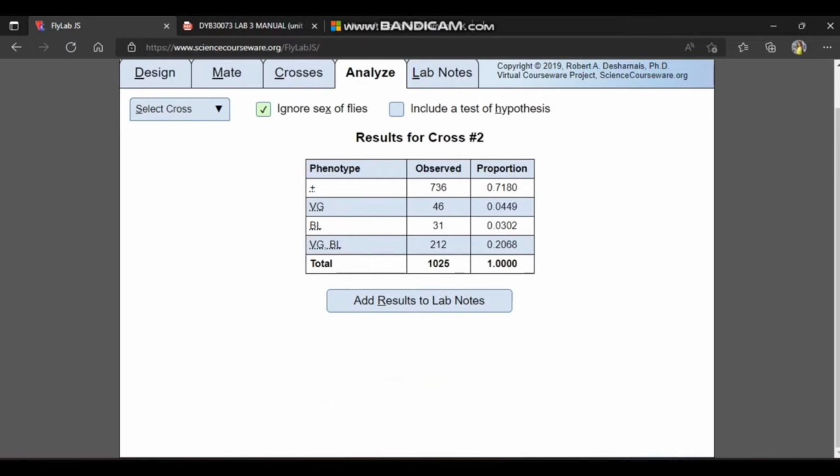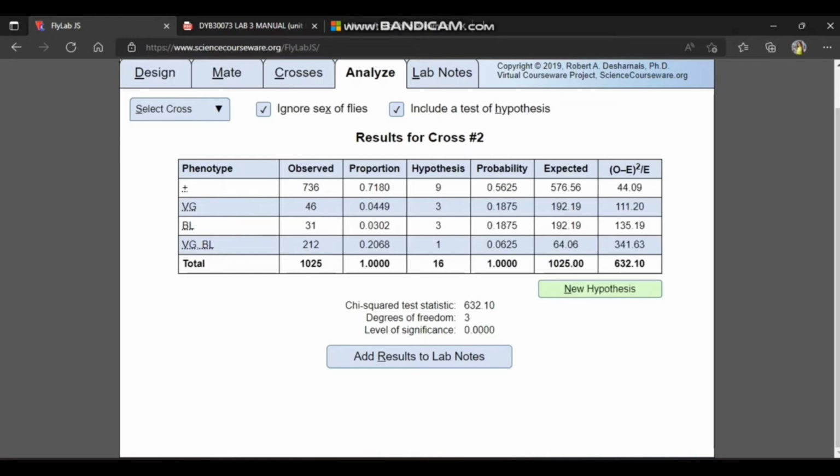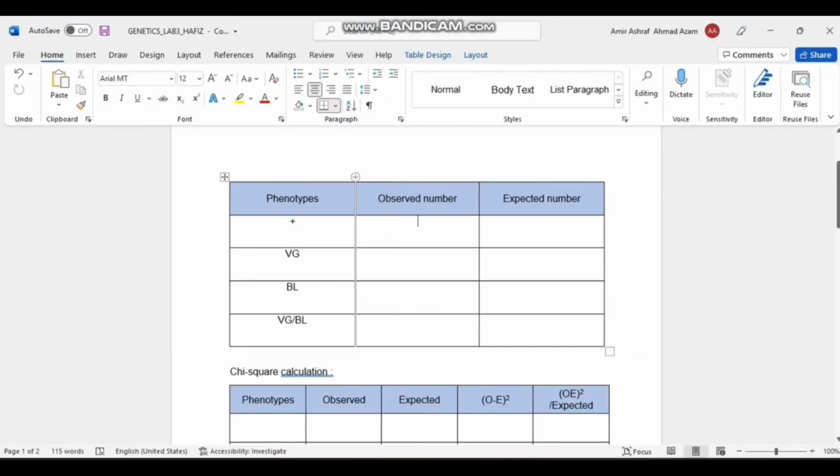Okay, so next I will include the test of hypothesis. So for the dihybrid cross, the ratio is 9:3:3:1. Next, click on test your hypothesis, and we will get the results. Okay, so next I will calculate the results.